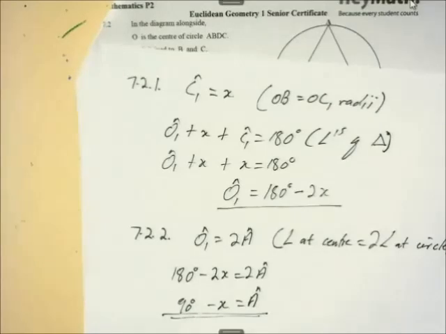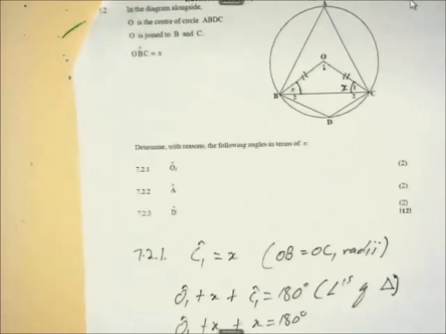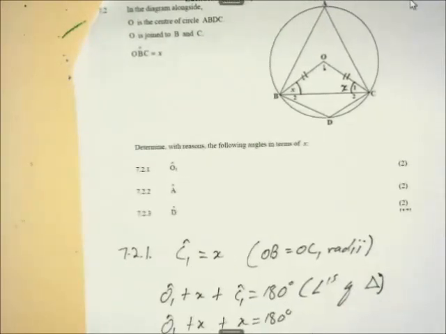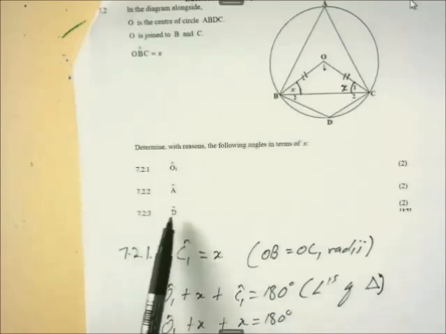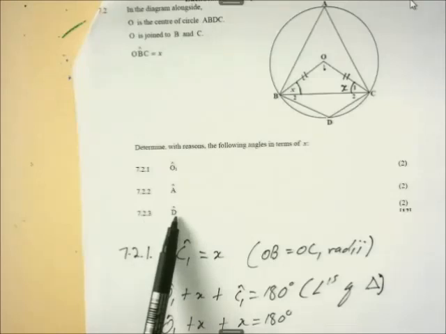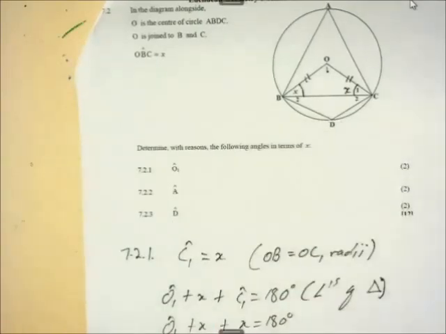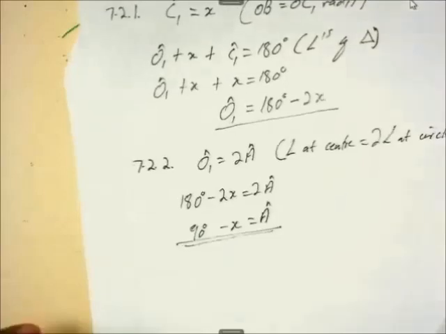That was 7.2.2. I hope you also got it right. Let's check the last one. 7.2.3, angle D. Determine with reasons the size of angle D in terms of x. Where is angle D? Here it is. Let's answer 7.2.3 and see how it goes.